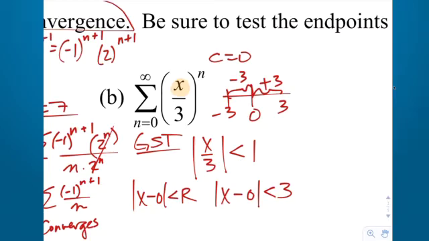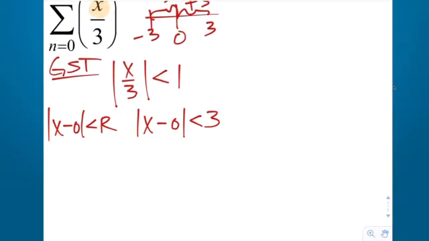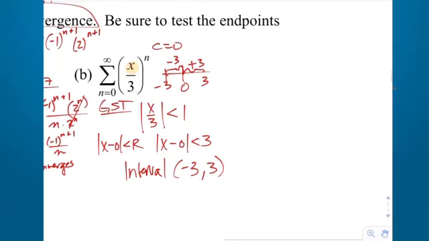What about negative 3? What's negative 3 over 3? Negative 1. What does negative 1 to the n do? Plus 1, minus 1, plus 1, minus 1. It alternates, so it also diverges by the nth term test. So the radius of convergence is 3, and what's the interval of convergence if we can't include either endpoint? As long as it's strictly between negative 3 and 3, you're going to have an exponential decay function.